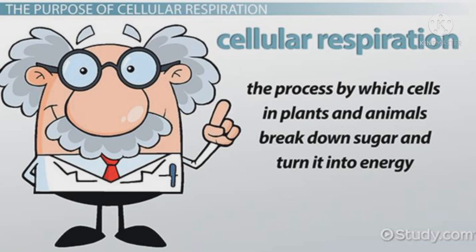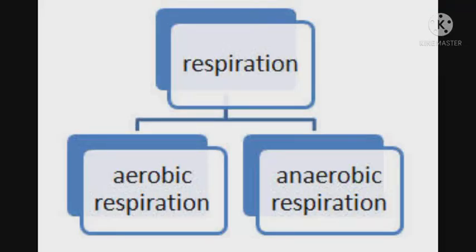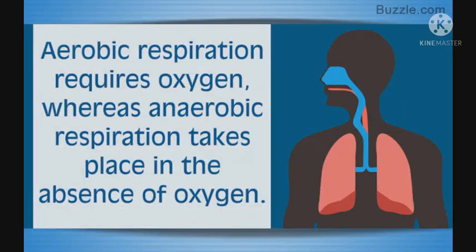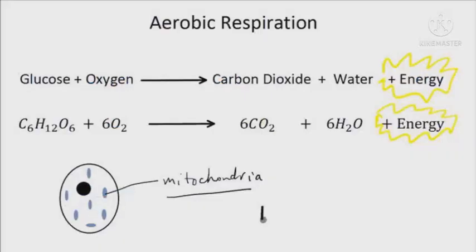Cellular respiration takes place in the cells of all organisms. We can divide the respiration process into two types: aerobic respiration and anaerobic respiration. Aerobic respiration requires oxygen, whereas anaerobic respiration takes place in the absence of oxygen. The chemical equation for aerobic respiration is glucose plus oxygen gives carbon dioxide, water and energy. It takes place in the mitochondria.